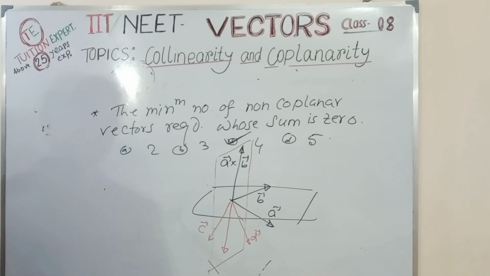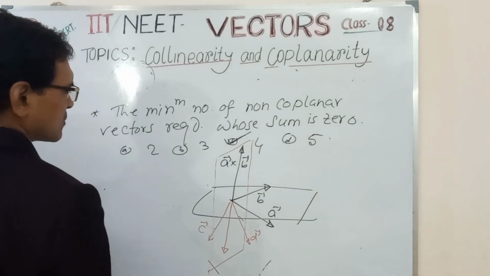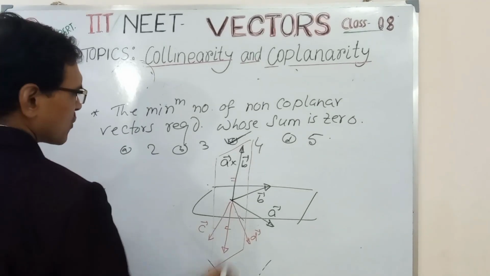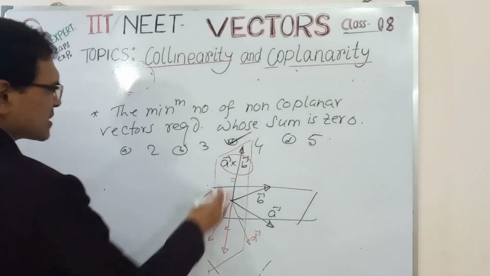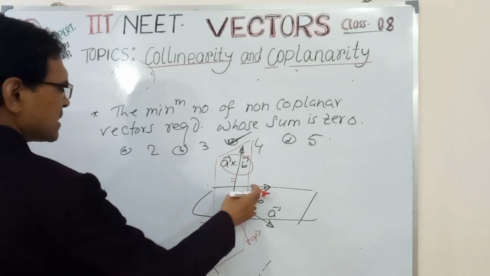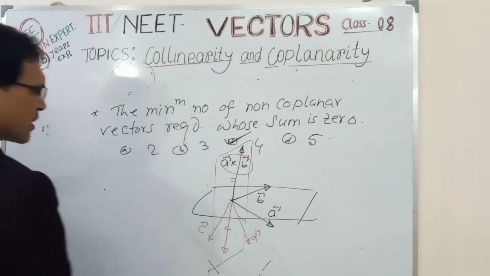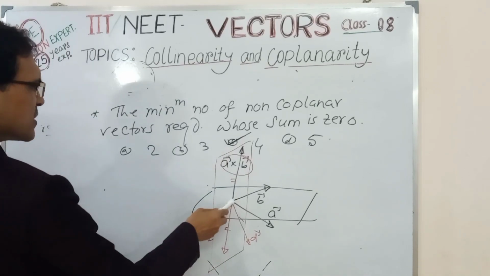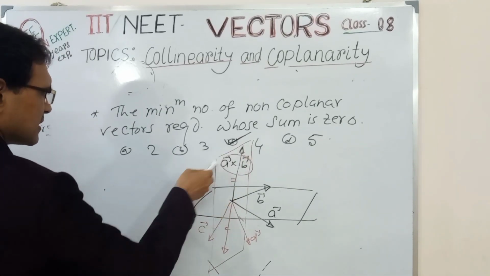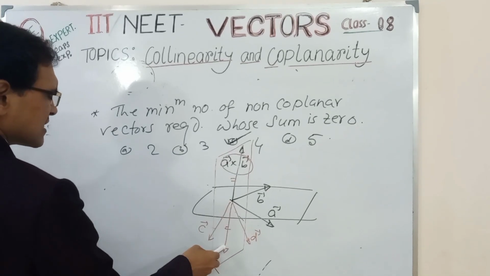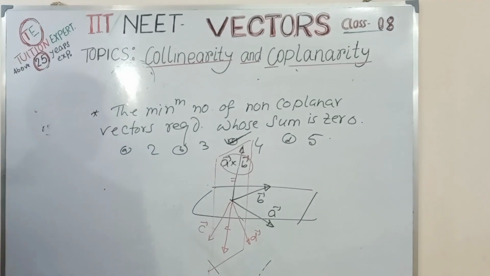So these cancel. What is the number of vectors required? A, B, C, D: four vectors which are not coplanar. Four vectors required. Suppose the direction along which A cross B lies, in that plane you consider two vectors C and D whose resultant is this. So the minimum required is these four vectors.